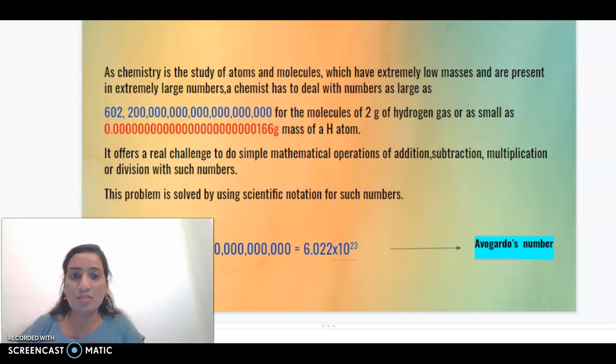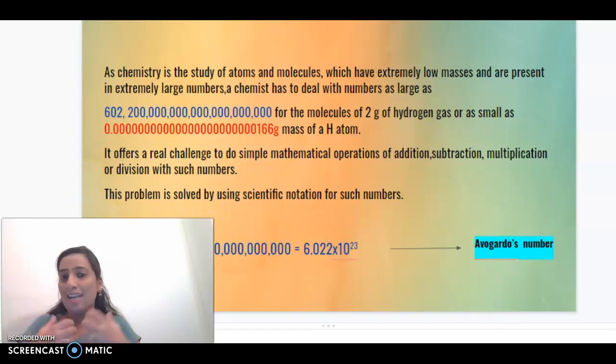So a chemist has to deal with very big numbers, like you can see 6022 followed by 23 zeros. That's a big number for the molecules in 2 gram of hydrogen gas, or as small as 0.0000 and it goes on up to 166 gram, the mass of a hydrogen atom. So a chemist has to deal with extremely big numbers as well as very small numbers.